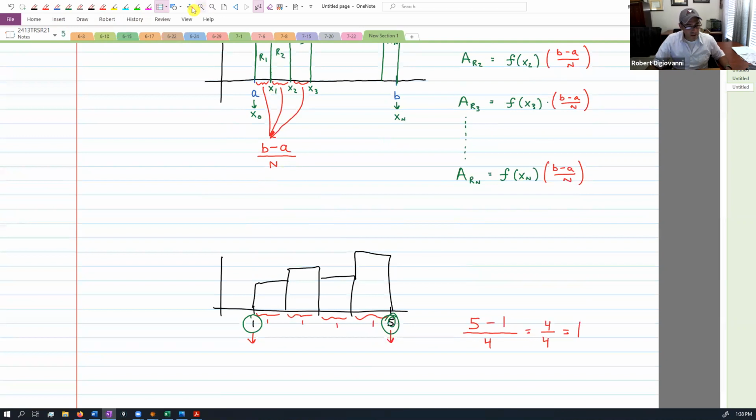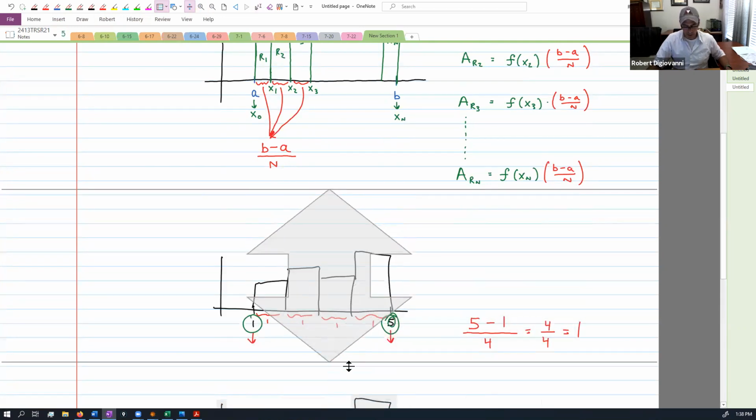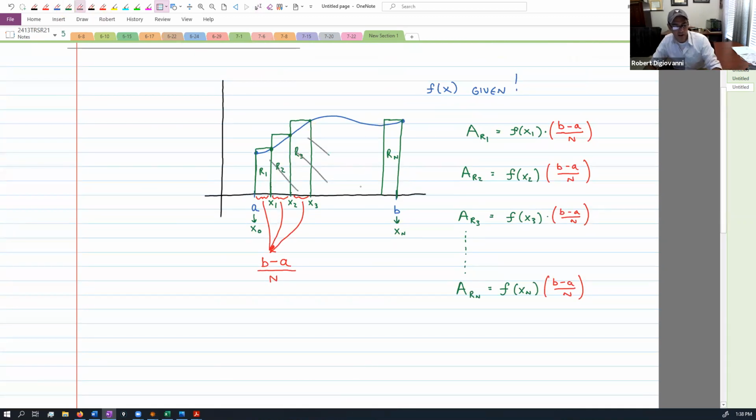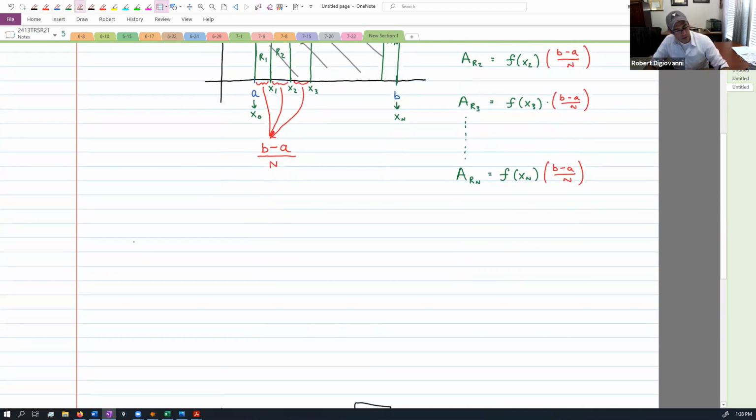So my area estimate would be this. Remember, we're trying to estimate the area underneath this, right? So the area would be approximately equal to the area of rectangle 1 plus the area of rectangle 2 plus the area of rectangle 3 plus, and then we keep doing that until we get to the area of rectangle n.